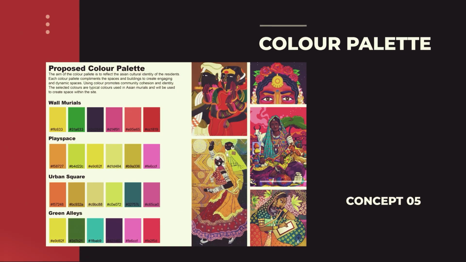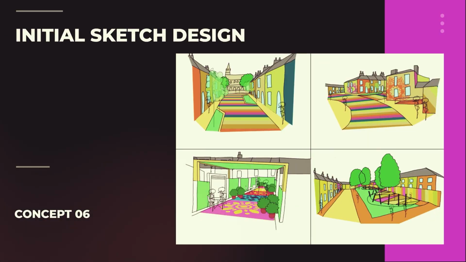The colour palette used colour from Indian murals and paintings to reflect the identity of the residents. The colour will link the spaces and define the different functions of the spaces. The initial idea was to enhance views to the landmark church building and mark the gateway buildings of the space. This was changed because it lacked longevity and functionality to affect change.